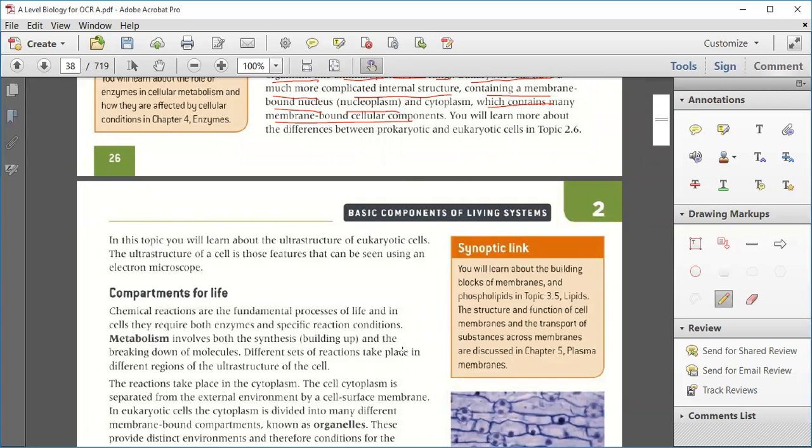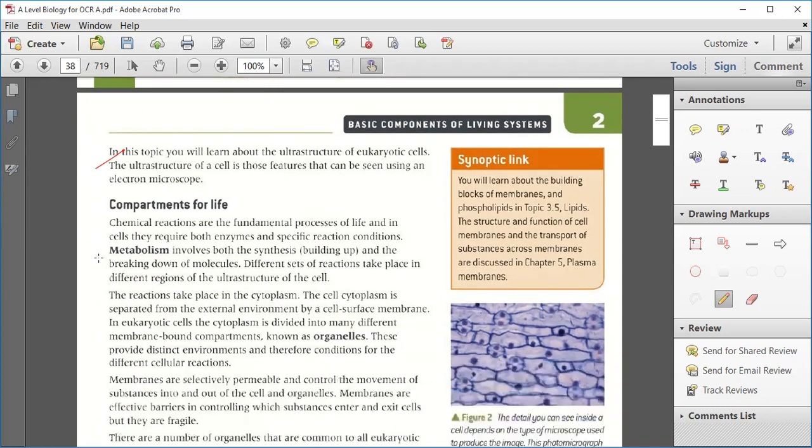In this topic, we will learn about the ultrastructure of the eukaryotic cell. The ultrastructure of a cell is those features that can be seen using an electron microscope. With the help of an electron microscope only, we can see the ultrastructure of cells. Clear? Okay. Now we will discuss the compartments of life, or how the cell is divided.